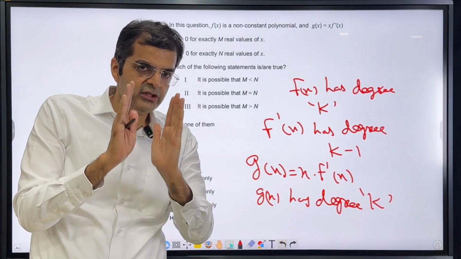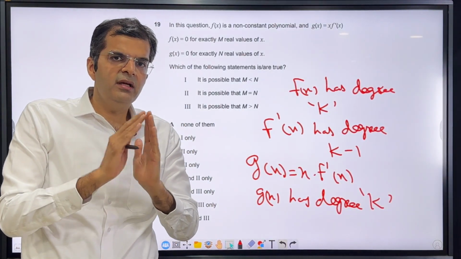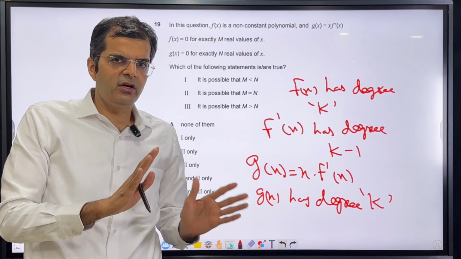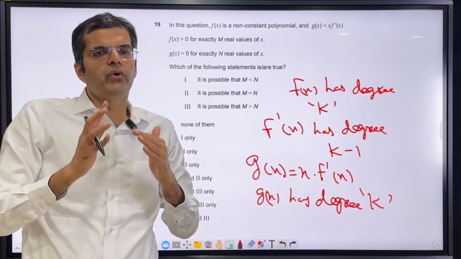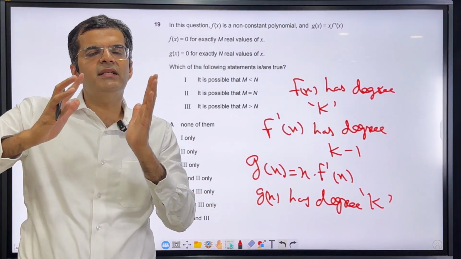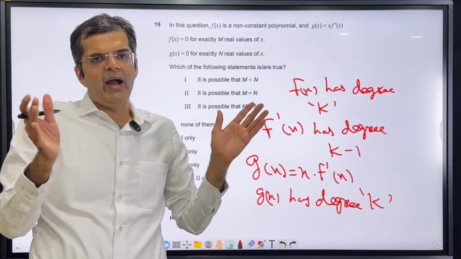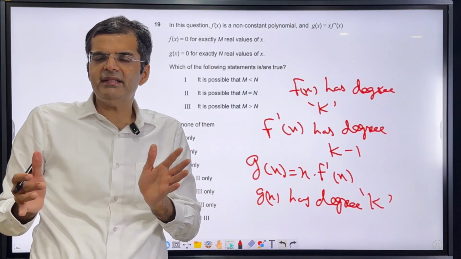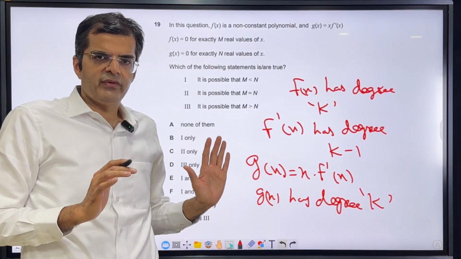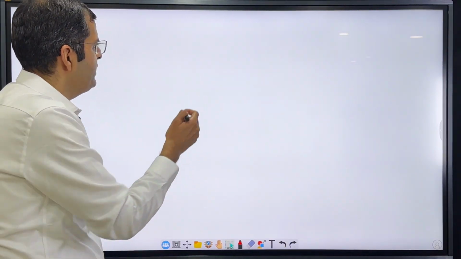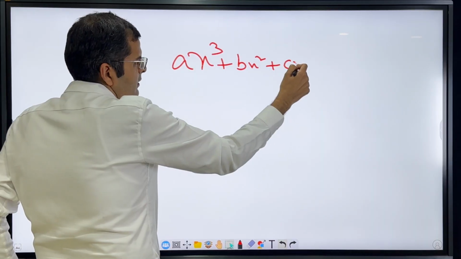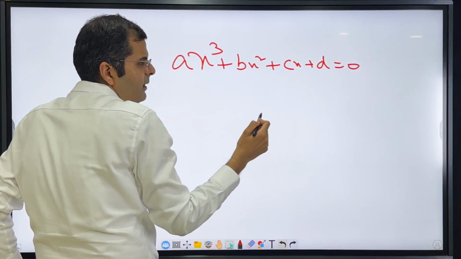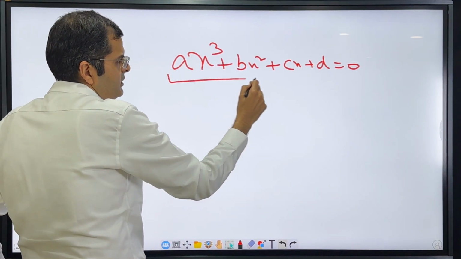First of all, degree of equation does not mean the real roots of the equation. Degree of the equation will mean that you can get some real roots as well as some complex roots. And if you add the number of roots, real and complex, they will add to the degree of equation. For example, if I have a cubic equation, ax cube plus bx square plus cx plus d equal to 0.